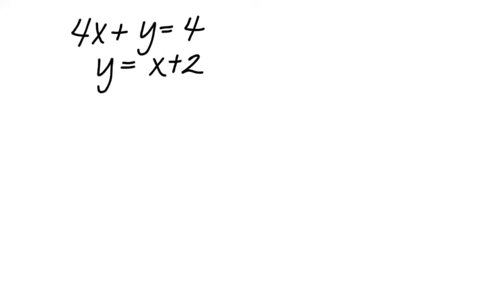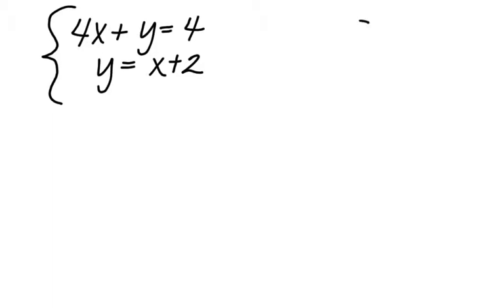So this is a system of equations, and we know it's a system because we have two equations with the same unknowns, two equations with the same variables, x and y. And you may see a system written also this way with a set on the left-hand side. It means the same thing. We have a system of equations. We're interested in finding the intersection. In this case, we have two lines, so we're looking for the intersection of two lines.